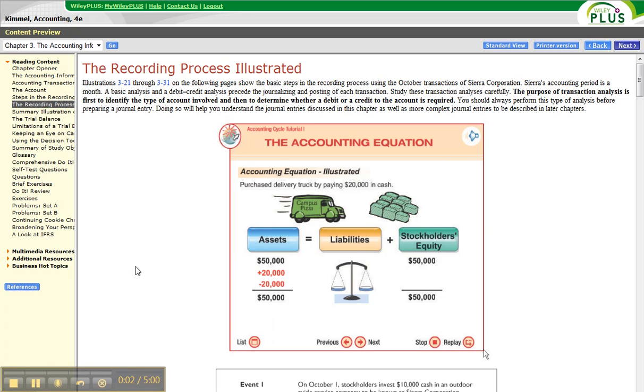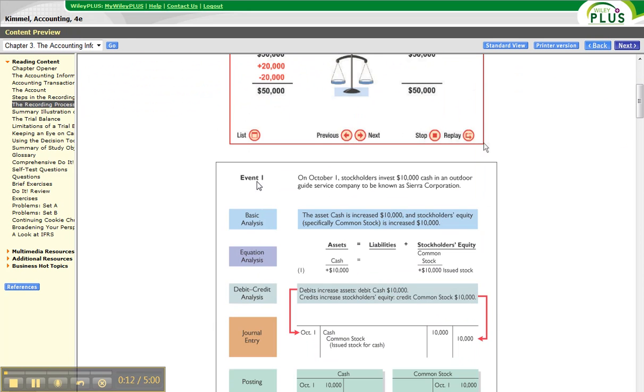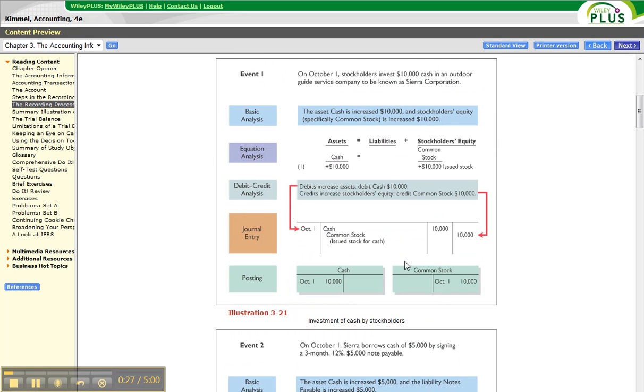Okay, so let's look at this recording process illustrated in terms of all those transactions that we were first introduced to in the beginning part of this chapter. If you remember those events, event 1, October 1st, stockholders invested cash in the Sierra Company in exchange for stock. So we've done the analysis already. That was the early part of the chapter: the effect on the accounting equation. This is the debit credit analysis. Since debits increase assets, we have to debit cash. Since credits increase equity, we credit common stock. Here's how the journal entry looks in the journal.